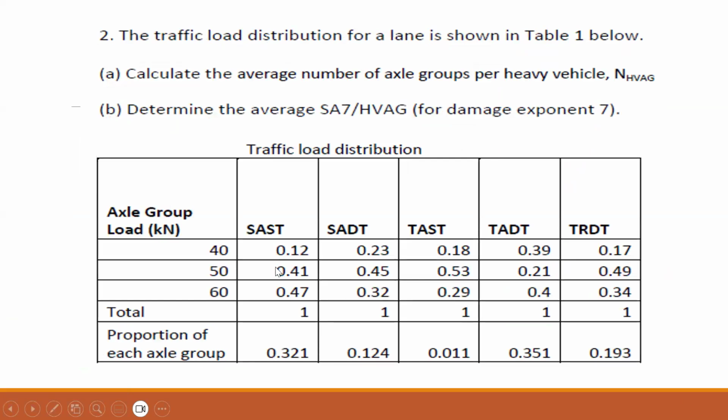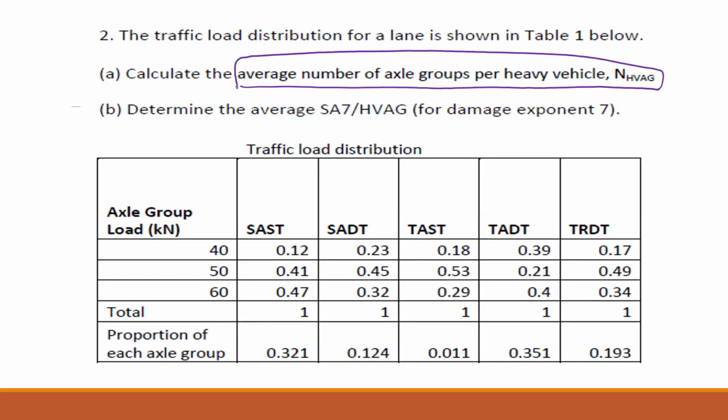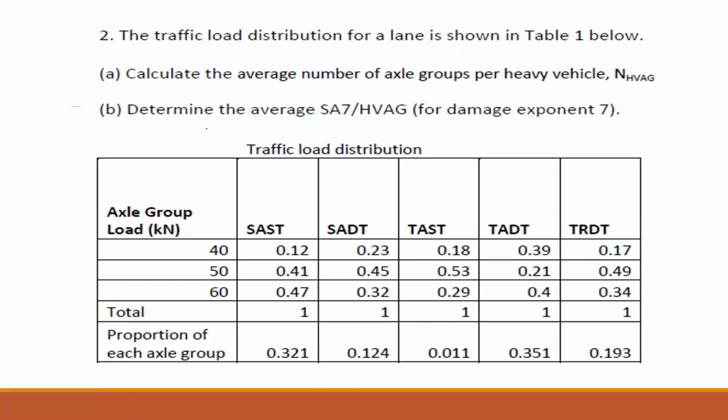The traffic load distribution for a lane is shown in table 1 below. Calculate the average number of axles per heavy vehicle. So this needs to be found here. In the previous question, this was given to you as 2.5. Do you remember? When you consider a heavy vehicle, it has on average 2.5 axles. It was given in the previous one, but here they are asking us to find it. And determine the average. Here you have, I think, ESA over heavy vehicle axle group.